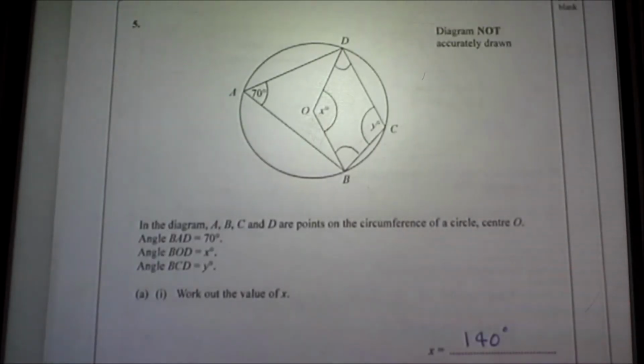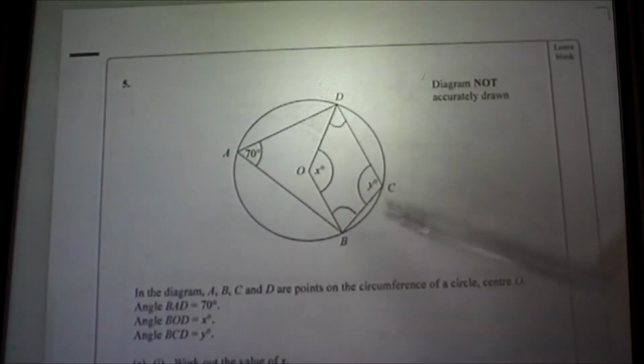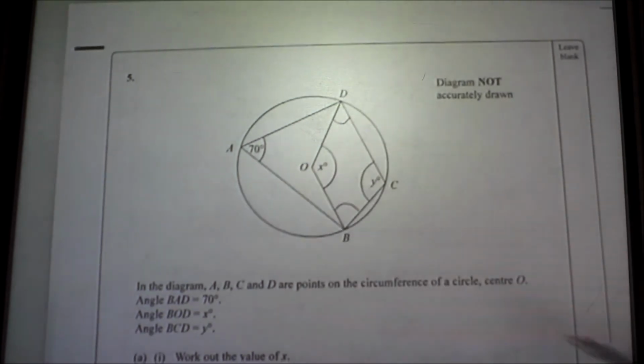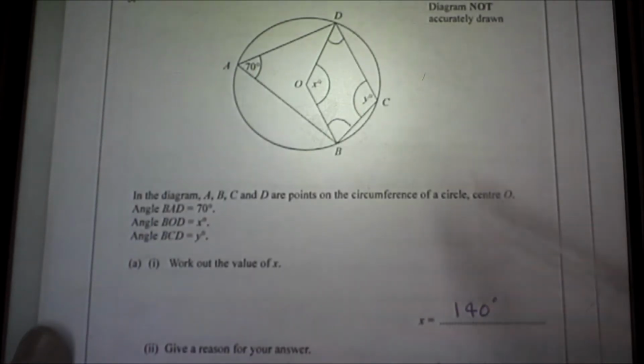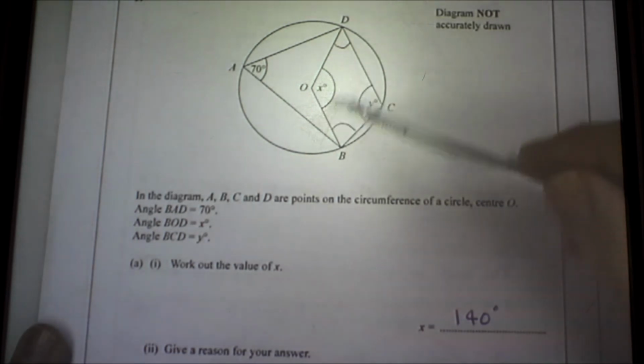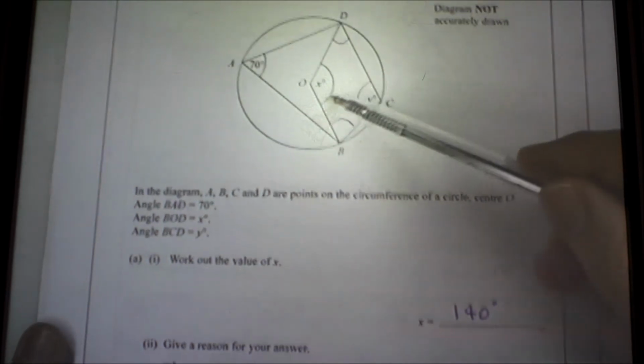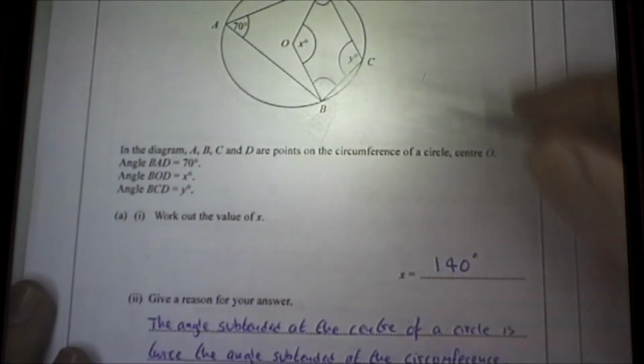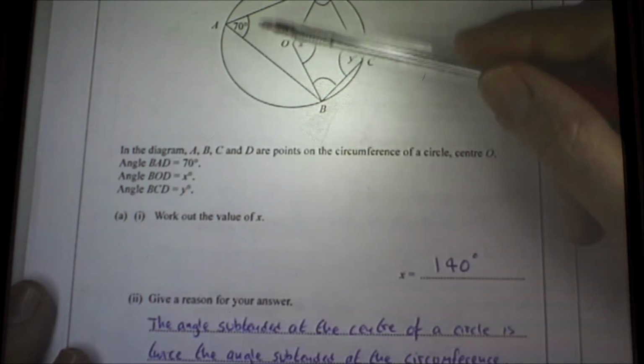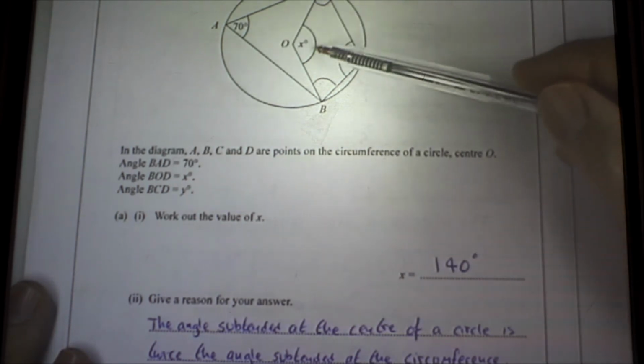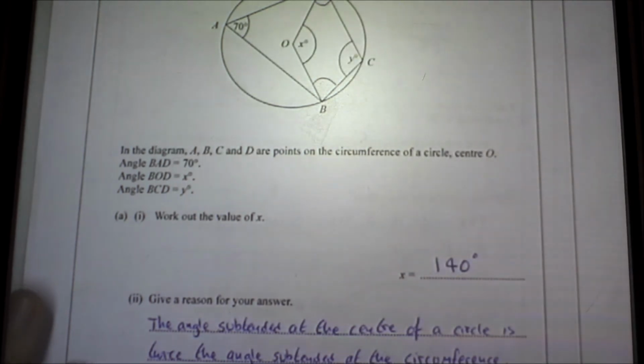Question 5. In the diagram, A, B, C and D are points on the circumference of a circle with centre O. Work out the value of x. X there is 140 because, and we're getting used to this, the angle subtended at the centre of the circle is twice the angle subtended at the circumference. So that is always double that, which is why it's 140.